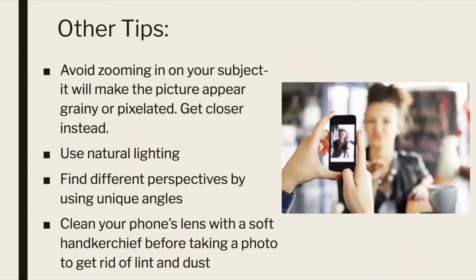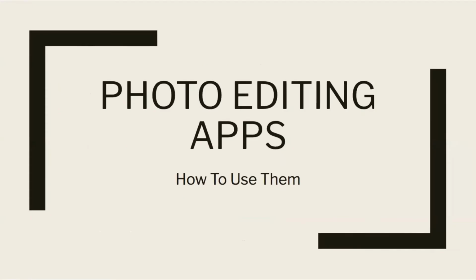For other tips, you'd like to avoid zooming in on your subject. It will make the picture appear grainy or pixelated, and you'd rather get closer instead. You can also crop the photo later on if you'd like. You can also use natural lighting as it would appear better, and you can always fix the exposure later on. And you could find different perspectives by using unique angles. And always clean your phone lens with a soft handkerchief before taking a photo to get rid of any lint or dust appearing in your camera.